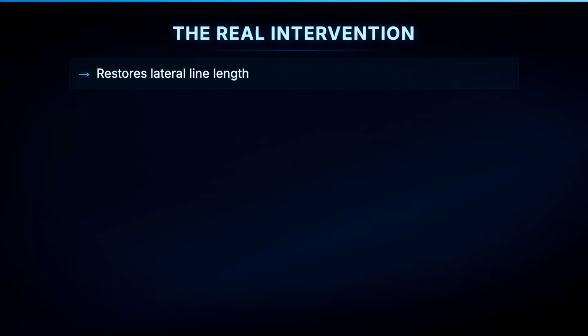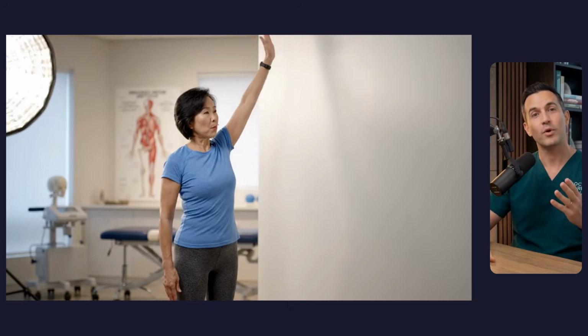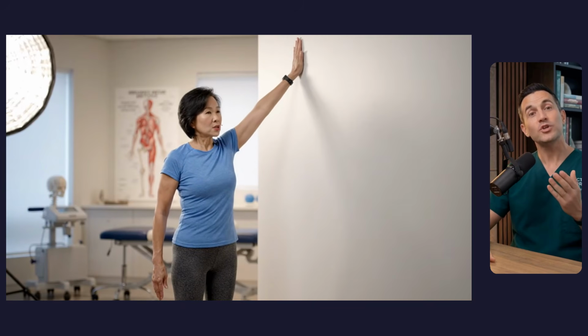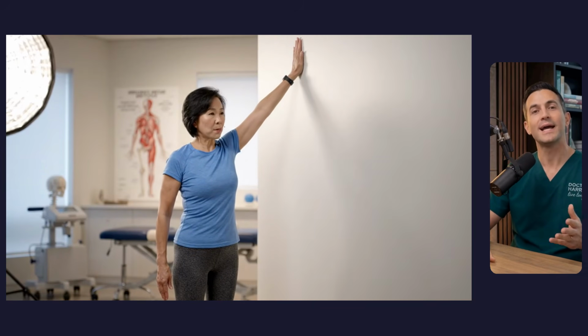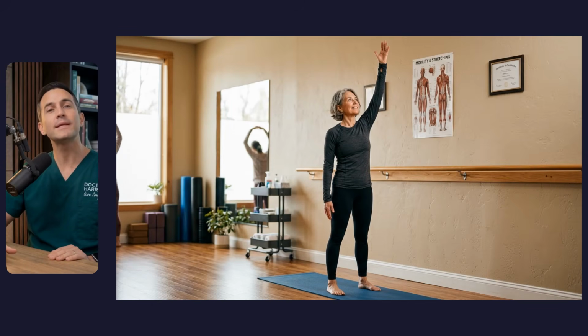The intervention that changes the trajectory of facial asymmetry is not a facial intervention. It's a body intervention. It targets the lateral chain specifically, restoring the full resting length of the lateral line on the restricted side, so the temporal fascia on that side is no longer under chronic inferior tension. The intervention takes 60 seconds. Here's exactly how to perform it.